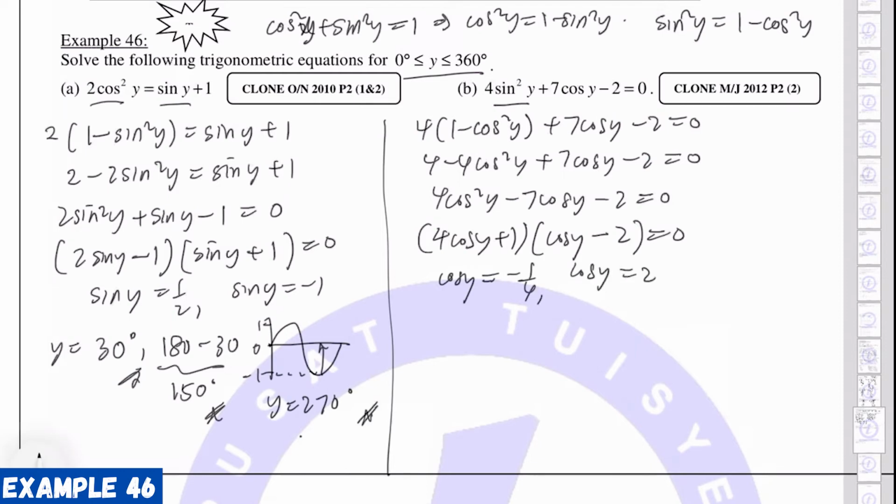Now remember, sine and cos has a maximum value of 1, minimum value of negative 1. So anytime you get a value more than that, you're going to ignore this. Yeah, we know that cos y must be between negative 1 and 1. It cannot be more than that or less than negative 1. So only one answer. So use your calculator, find your reference angle.